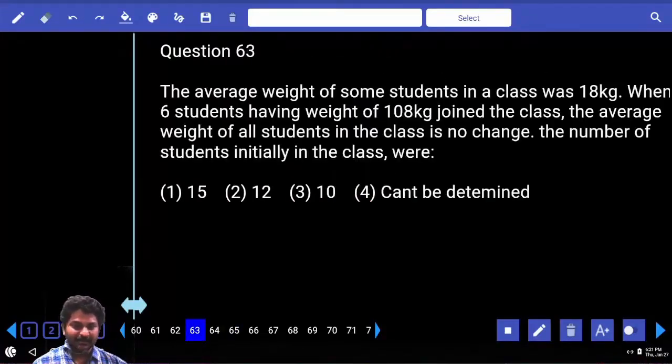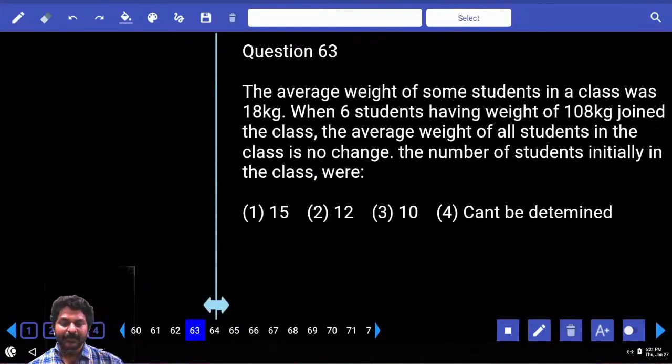Okay. The average weight of some students in a class was 18 kgs. When 6 students having a weight of 108 kgs joined the class, the average weight of all the students in the class did not change. The number of students initially in the class were. What is the initial average?